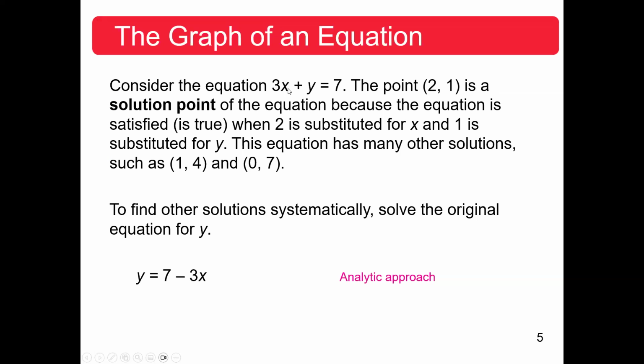So for example, if we substitute x for 0, then y will give us 7 because 3 times 0 is 0, and this will give us y equals 7. Now, in this case, we can convert this equation 3x plus y equals 7, and that will give us y equals 7 minus 3x. So here we move the 3x to the right side. When you cross the equal sign, positive 3x becomes negative 3x.